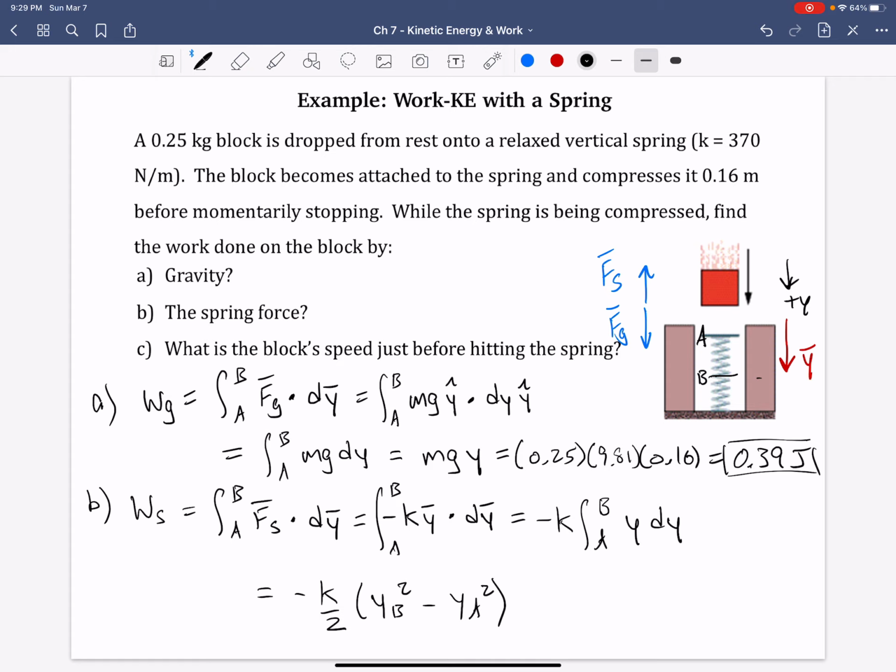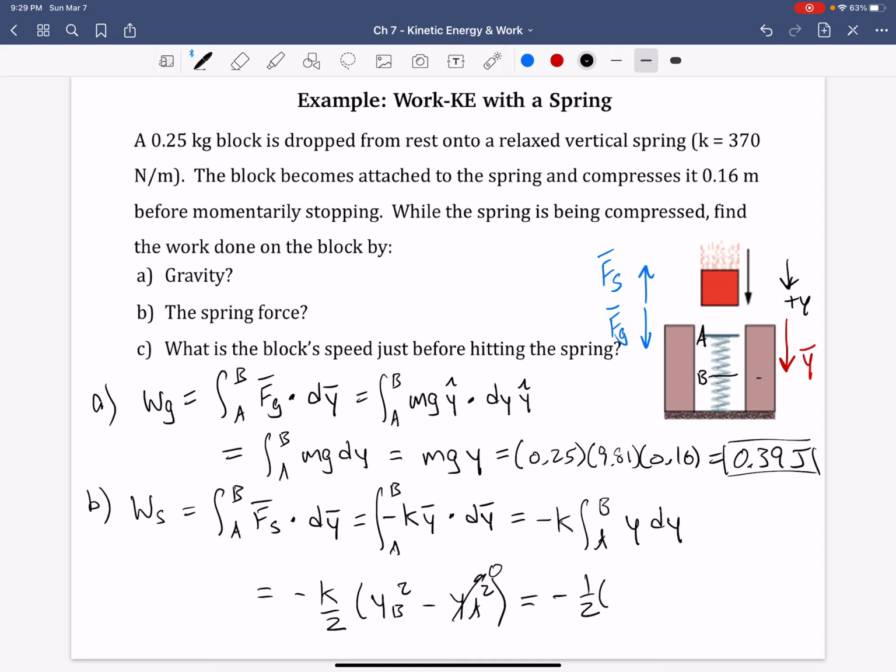All right, now which one cancels out? Which one's 0? Remember, b is the final position, a is the initial position. Well, with springs, remember the equilibrium length or equilibrium position is usually the 0 position. All right, so that will go away. And we see that indeed it is negative.